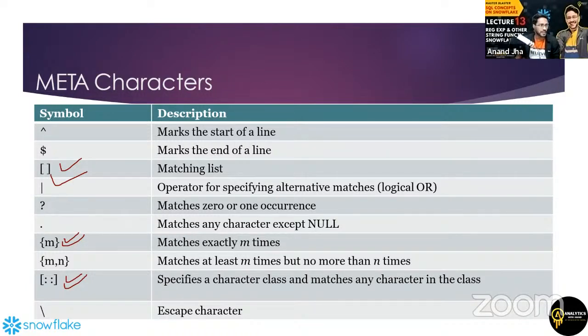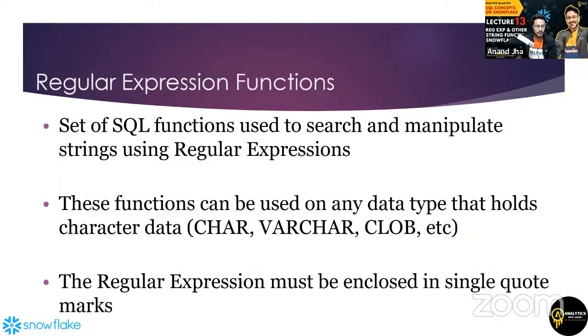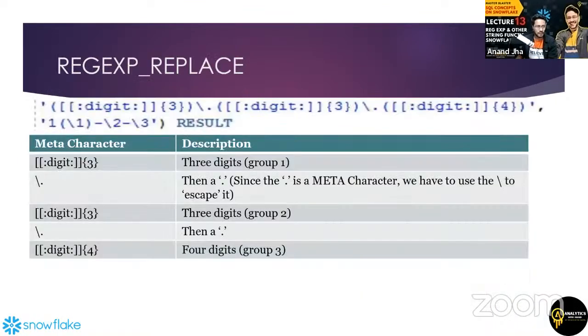Okay. Now let me go straight into that slide. So what I'm doing, three digits, group one. But why is it written like this? Two times, why am I taking a matching character, right? Then a dot. Since the dot is a meta character, we have to use the slash to escape it.